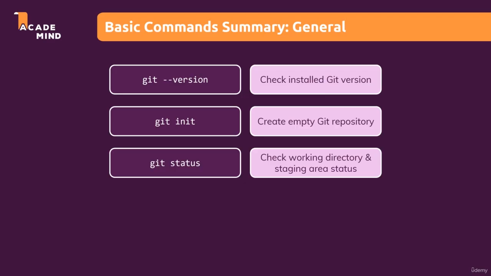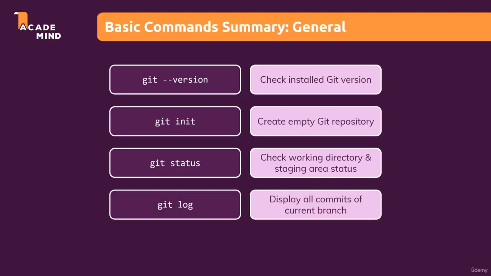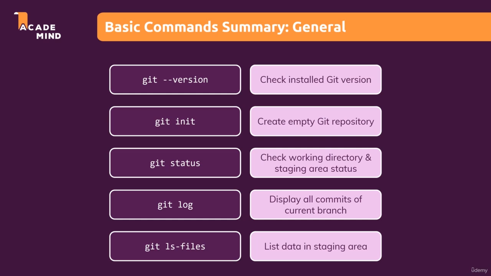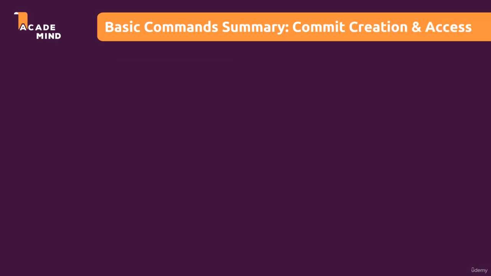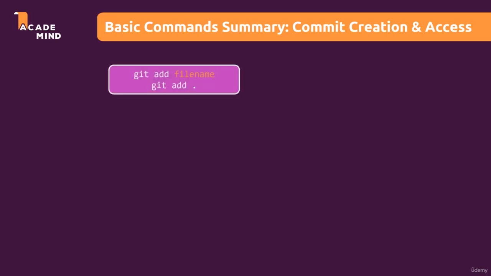And we had a look at git log, which displays all commits of our current branch and which also allows us to check out specific commits by using the ID provided here in the log. Finally, we also had a look at git ls-files to list all files we have in our staging area. Besides the general commands, we also had commands related to commit creation and commit access.